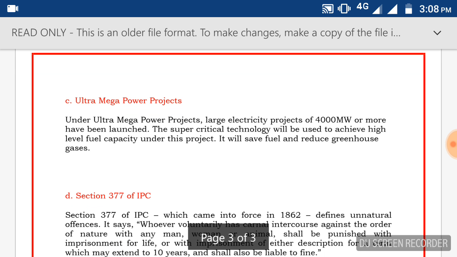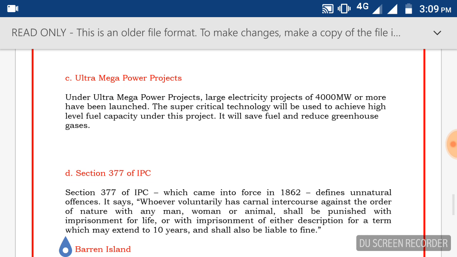Next is ultra mega power. Ultra means big, and mega means 10 to the power 6, that is 10 lakh. Ultra mega power project is a large electricity project of 4,000 megawatt or more. Simply, any power project whose capacity is 4,000 megawatt or beyond is part of the ultra mega power projects, and supercritical technology will be used to achieve high fuel efficiency under this project. So it will save fuel and reduce greenhouse gases.